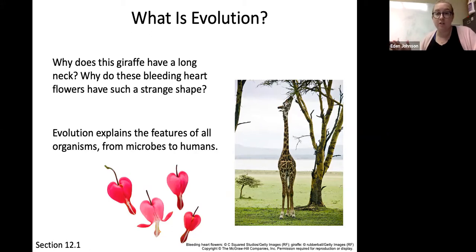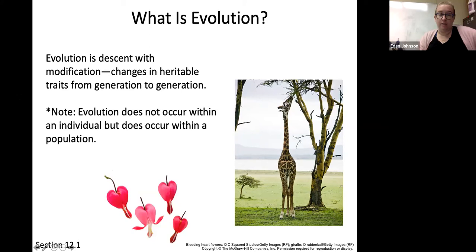Okay, so all of that is just evolution. The flowers that are better suited for a specific pollinator will most always get pollinated. So the more specific they can be, the better in terms of natural selection. So evolution explains the features of all organisms from microbes to humans. And all it is, it's descent with modification.